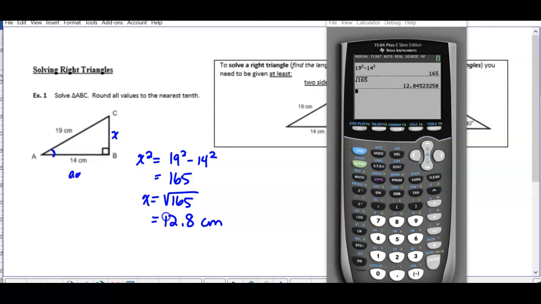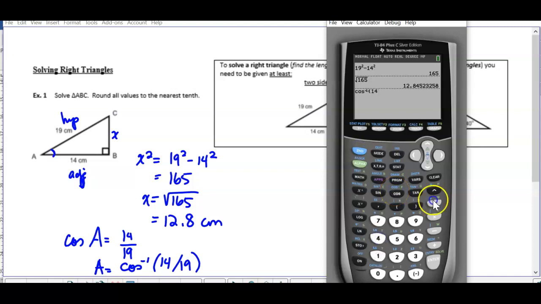And angles. So let's find angle A. Okay. This is adjacent, and this is hypotenuse. Don't use x because it's rounded. If you do use x, you can, but use the root of 165. So I'm going to use the ones that are given. So that's adjacent over hypotenuse, which is cosine. So cosine of A is 14 over 19. So A is inverse cos, 14 over 19. So second cos, 14 over 19, and that's 42.5.